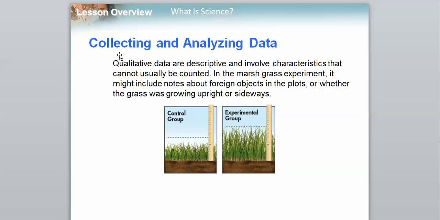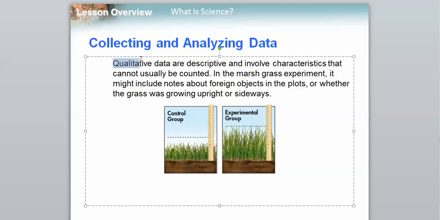On the flip side of that, qualitative data are descriptive, and they involve characteristics that cannot easily or usually be counted. So knowing the difference between quantitative and qualitative, being more descriptive, is a very important thing. In our marsh grass experiment, it might include notes about foreign objects in the plots, or whether the grass was growing upright or sideways. There's no way to measure how sideways the grass is growing, or if, let's say, some teenagers decided to throw a tire in there. That would be more qualitative data that they would have to take into account.